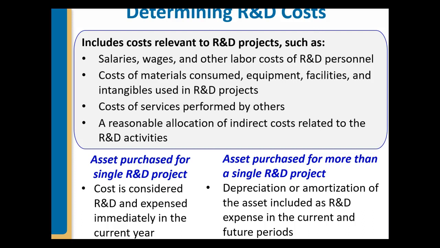If an asset is purchased specifically for a single R&D project, its cost is considered R&D and expensed immediately, even though the asset's useful life extends beyond the current year. However, the cost of an asset that has an alternative future use beyond the current R&D project is not a current research and development expense. Instead, the depreciation or amortization of these alternative use assets is included in research and development expenses in the current and future periods the assets are used for R&D activities.